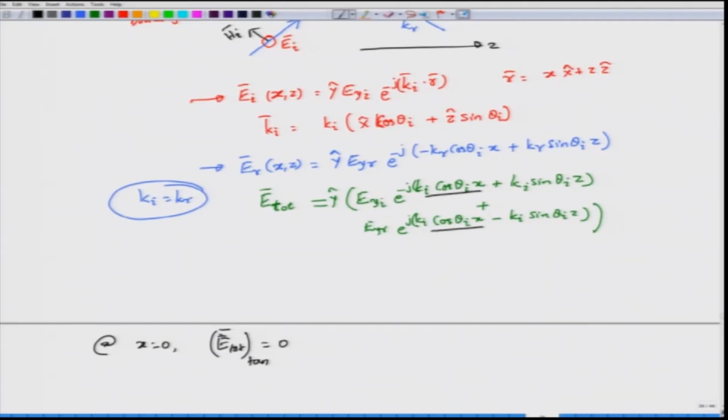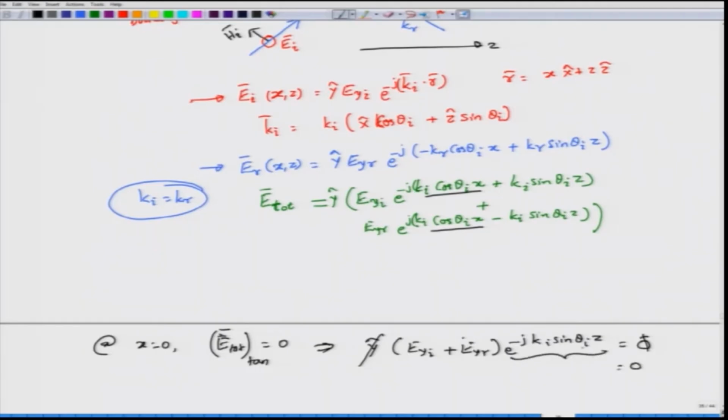So, I do not need to consider that one, and what I have for the total electric field is that the condition is y-hat E_yi, or rather, since e^(-j k_i sin θ_i z) will be a constant, I will have (E_yi + E_yr) e^(-j k_i sin θ_i z) equal to 0. This will actually be equal to the 0 vector, but if you drop the vector notation, this will be equal to 0.